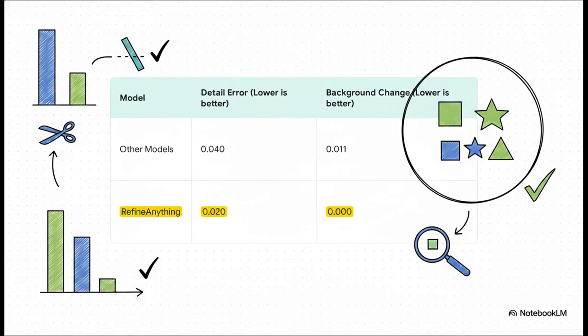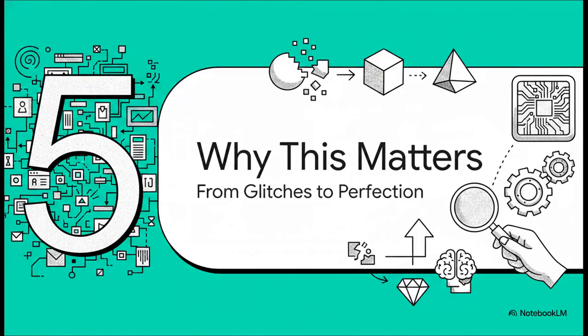For those of you who love the numbers, the data completely backs this up. This table compares RefineAnything to other models. The detail error is cut in half, which is great, but look at this. Background change: 0.0000. It achieves mathematically perfect background preservation. It literally does not change a single pixel it isn't supposed to. That's wild.